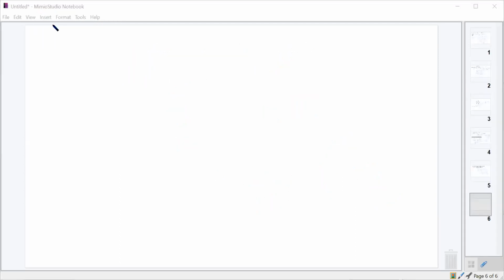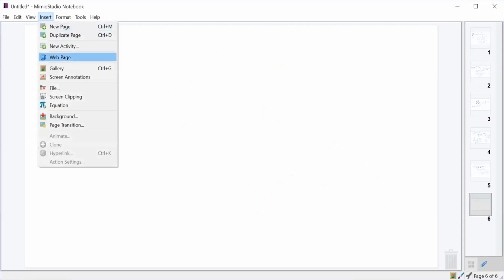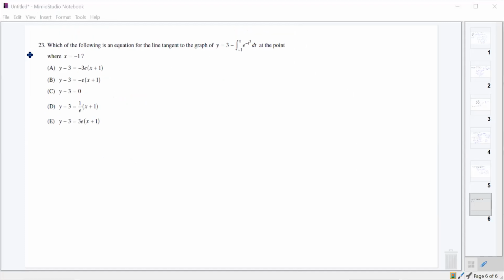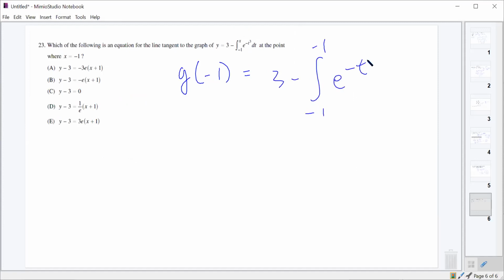Next one we'll do is 23. So for 23, we want to know the tangent line to this when x is negative 1. To find the tangent line, we first need a point, and we also need a slope. To find the point, we just need to figure out what is y evaluated at negative 1. Well, that should be 3 minus the integral from negative 1 to negative 1 of e to the negative t cubed dt. The integral from negative 1 to negative 1 of anything is just 0, so that should be 3. Everybody good there with the point being negative 1, 3?